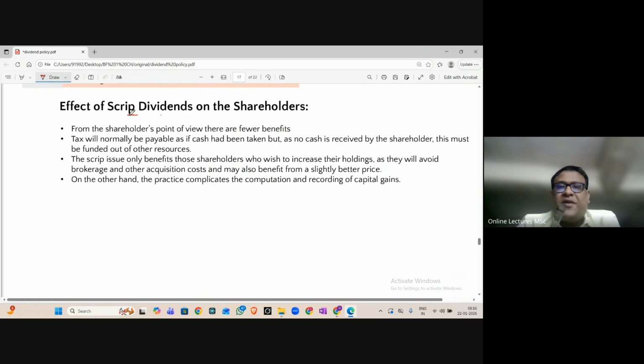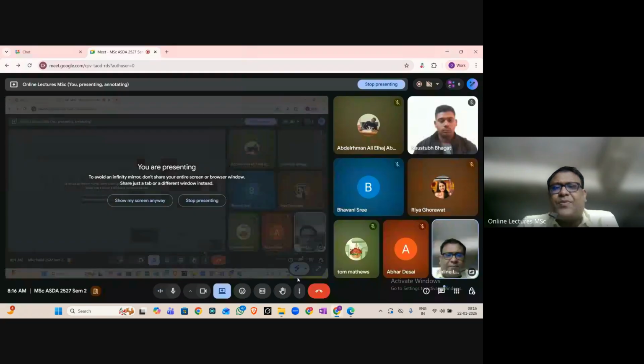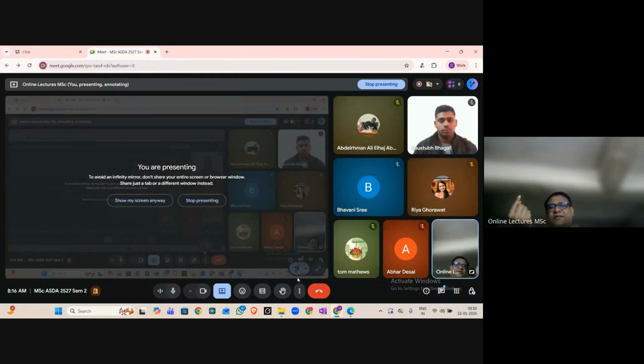Script dividend, alternative name for bonus. So from a shareholder point of view, there are fewer benefits. Tax will normally be paid as if cash has been taken, but since no cash has been received by the shareholder, this must be funded out of other sources. In simple words, you have to understand, when you receive bonus shares, you are not taxed, but when you sell the bonus shares, that time taxation will accrue. Okay.